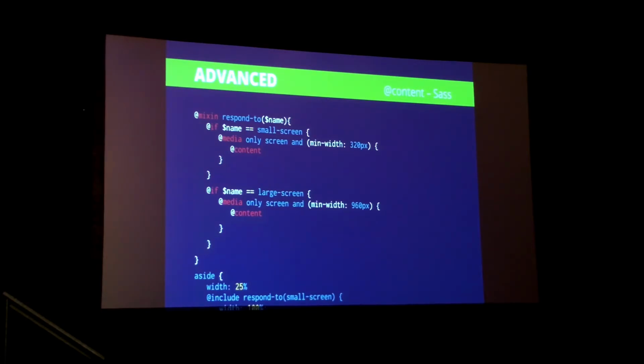Now, one of the things specific to Sass that the other preprocessors don't have is this idea of a content directive. It's almost kind of like a reverse mix-in. So what we can do with this is create a mix-in. We're going to call this respond-to, because we want to respond to a specific name. And then we're going to sprinkle in some really simple logic.